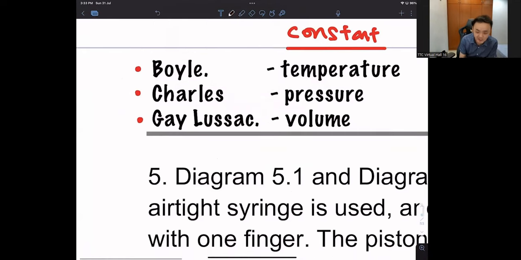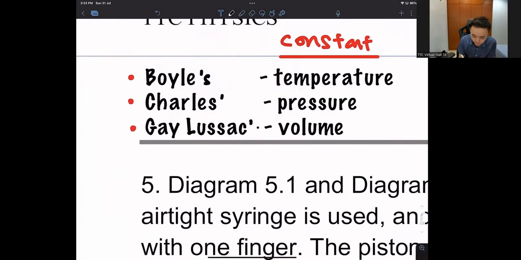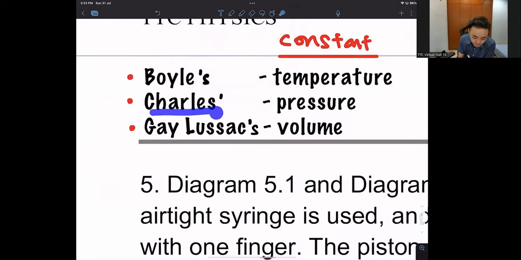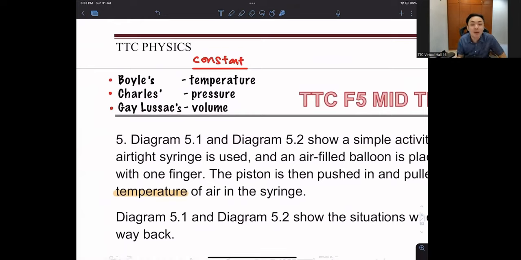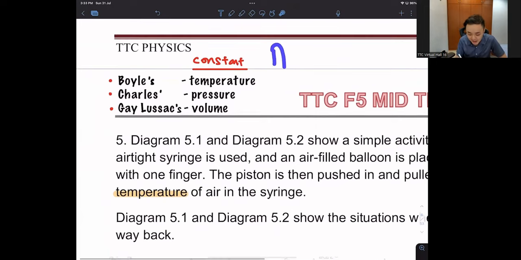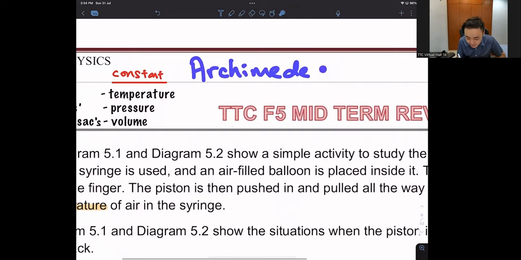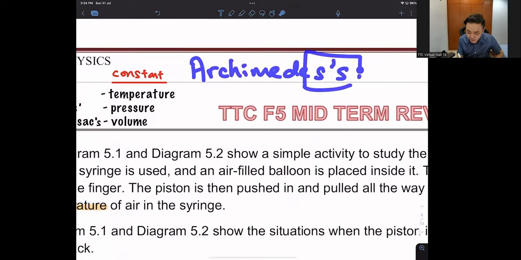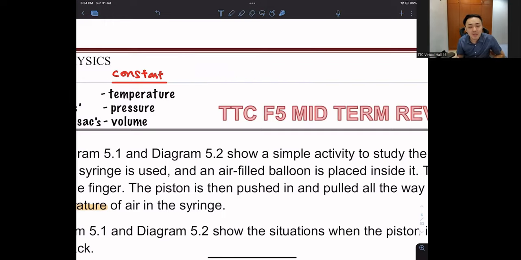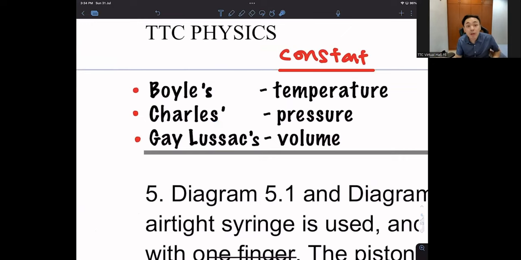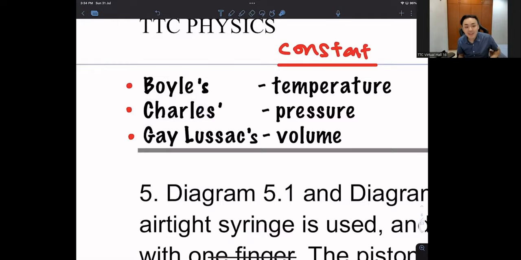Okay, regarding this apostrophe thing: Boyle's law, Charles' law, Gay-Lussac's law. In your English, if the name itself has an S, then you put the apostrophe at the back. Same thing for Archimedes. A lot of people have this problem. How do you spell Archimedes' principle? Archimedes is the scientist's name, then after that, only the apostrophe. So whenever the name itself has an S, the apostrophe goes at the back. That's it. Charles is the name of the person, so Charles. Okay? Next one.